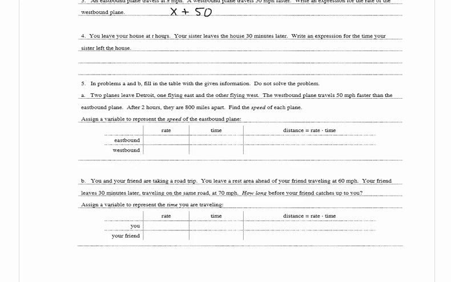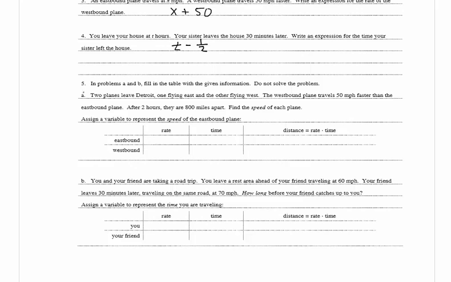Now we have to be careful here, because they told us that you leave the house at t hours, and then they gave us our sister leaving the house in terms of minutes, 30 minutes. And 30 minutes is a half an hour. So your sister left the house at t plus 1/2. You have to make sure that the units of measure match up when you write your expressions.